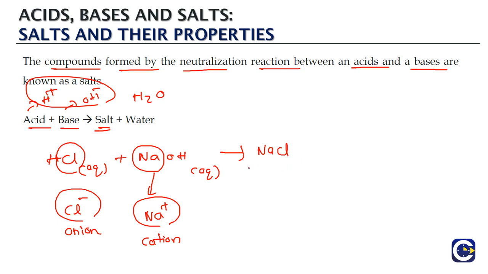So if you look at the salt formed by the acid base neutralization, in that salt the anion part will come from the acid and the cation part will come from the base. Other than that we will get H2O as the other product. So this is how we are going to be forming the salts.